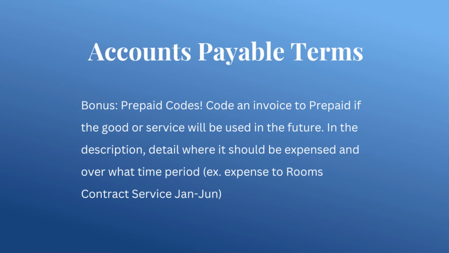All right, number 11, this is kind of a bonus one, prepaid codes. If you receive an invoice that's for a service you'll use later, then you should code it to prepaid. One example is if you need to pay next month's rent at the end of this month. You need to use this month as the accounting period and code it to prepaid. Then in the description, make sure to include where you want it expensed and when. So October rent expense, for example. It may also be a service that covers multiple months. Then your description might be something like expense to rooms contract services, January through June. And then the accountant can make those entries when they're creating the financial statements.